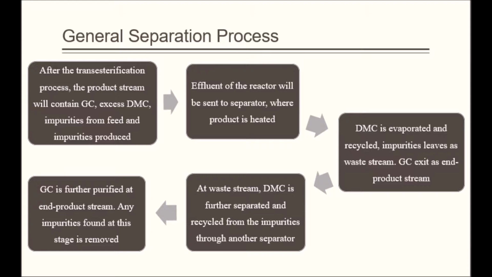The impurities will leave the separator as a waste stream, while glycerol carbonate will exit the separator as the end product stream. At the waste stream, DMC is further separated from the impurities through another separator. No further heating is required as DMC at this point exists as gas phase, while impurities are either solid or liquid. The DMC will be separated and recycled back to the feed stream, while impurities are removed. At the end product stream, glycerol carbonate is further purified by a separator, and any impurities found at this stage are removed and disposed, together with impurities separated from the first reactor.